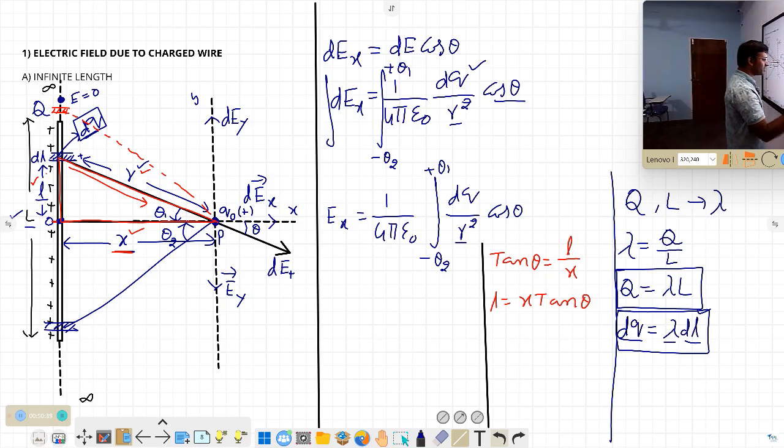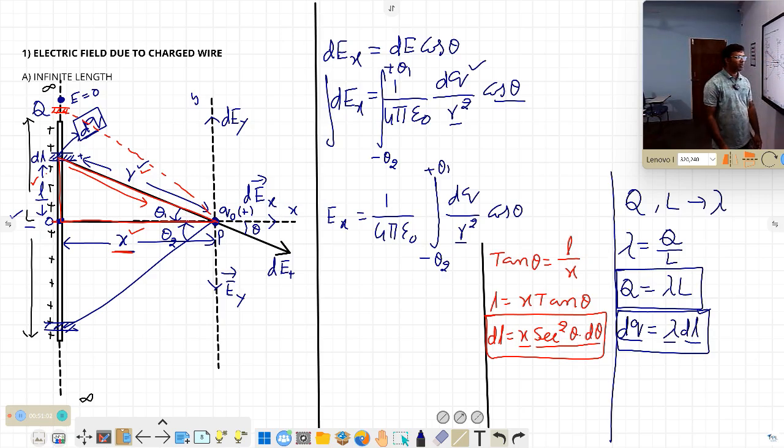Now what you do is differentiate this one. If you differentiate, it becomes dl. dl is equal to nothing but x is constant, no differentiation. Tan theta differentiation is secant square theta into d theta. This is a formula. So x is constant, secant square theta is variable theta. That variable theta we can differentiate in terms of limits minus theta 2 to theta 1. So now apply this condition in the above equation.